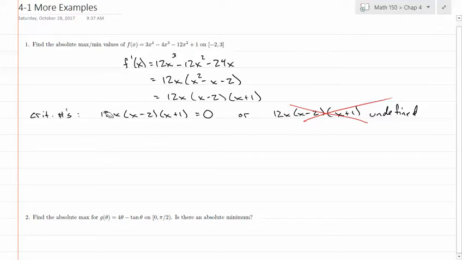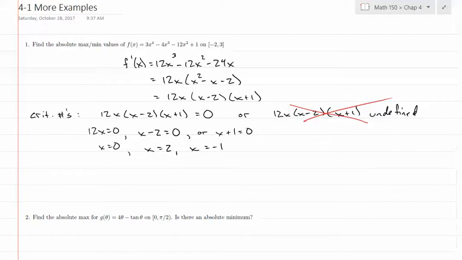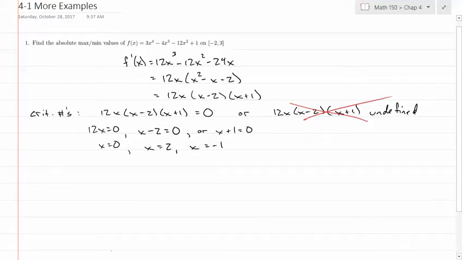But the critical points are going to be where the derivative equals 0, and that's going to be at 3 places because we've got 3 factors here, right? Either 12x equals 0, or x minus 2 equals 0, or x plus 1 equals 0. So that gives us 3 solutions: x equals 0 is one of them, x equals 2 is another, and x equals negative 1 would be a third critical number. Okay, and notice all 3 of those are in the interval negative 2 to 3, which is where we were told to look.